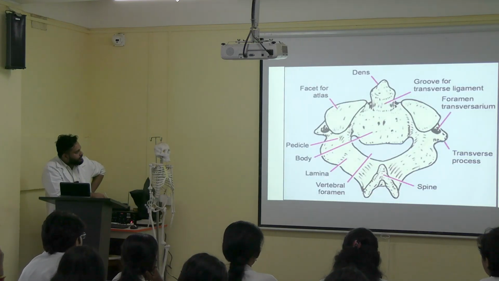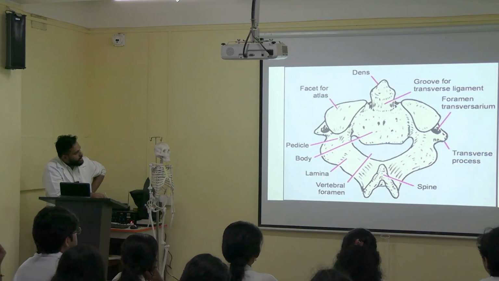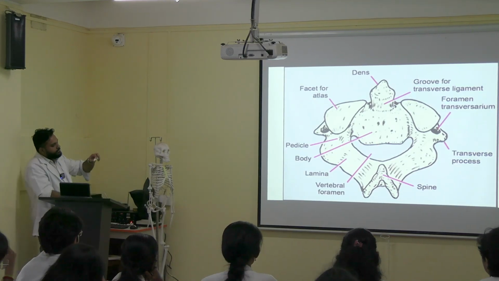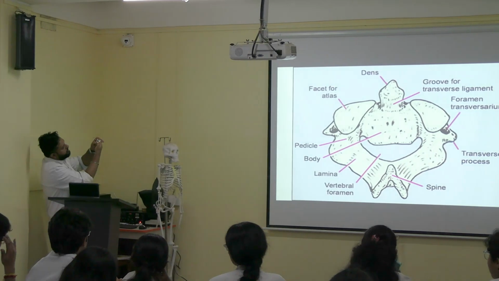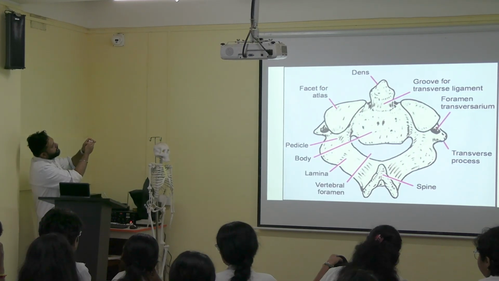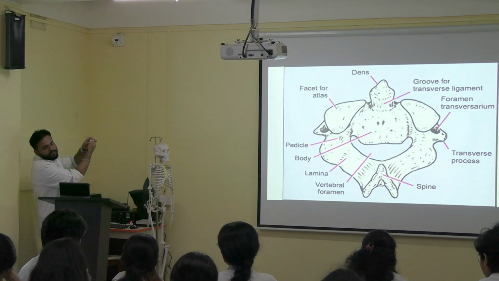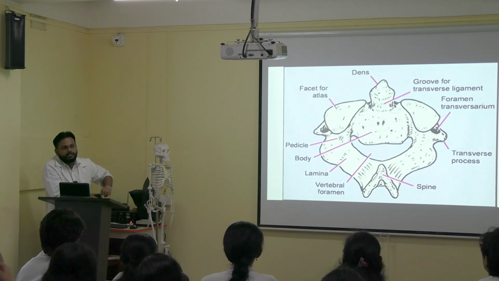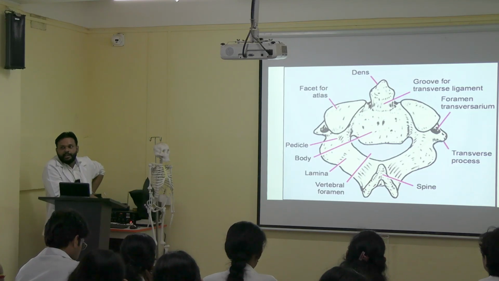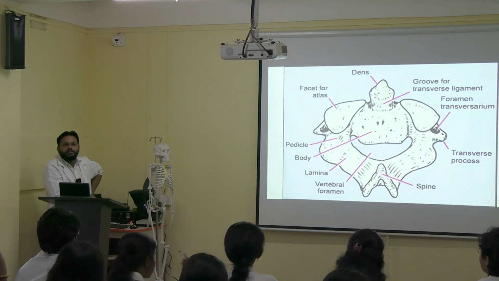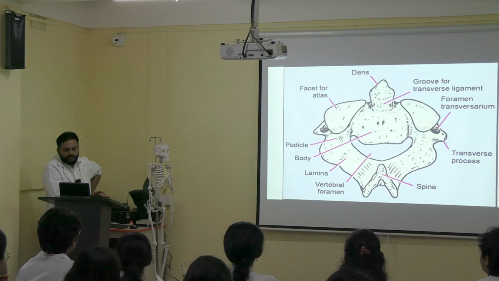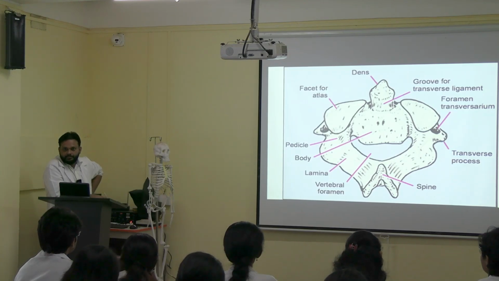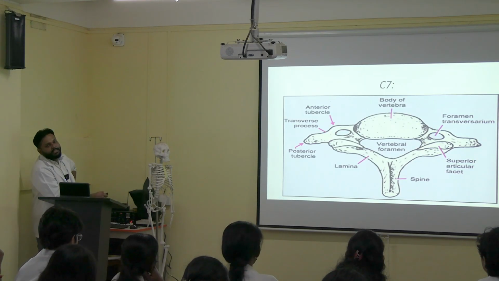And the laminae are thick and strong. Which part is lamina? This is your lamina. See, these are the laminae. And what are these two parts? Pedicle. The fracture of this part is known as hangman's fracture. Hangman's fracture happens in case of judicial hanging.